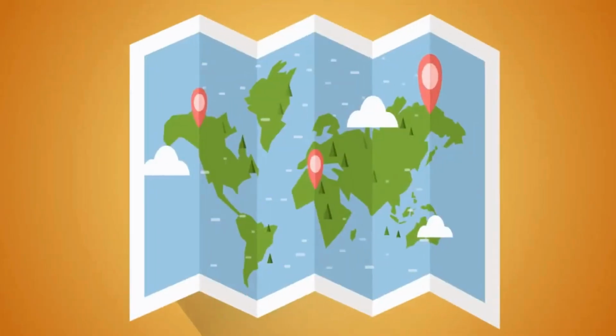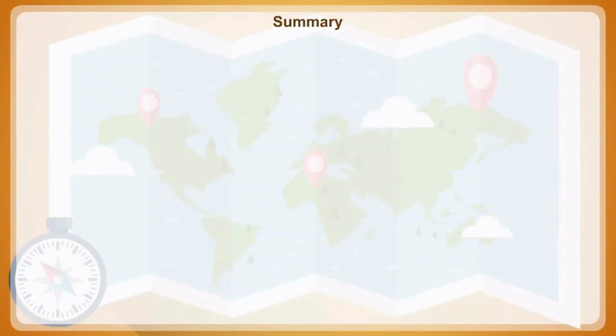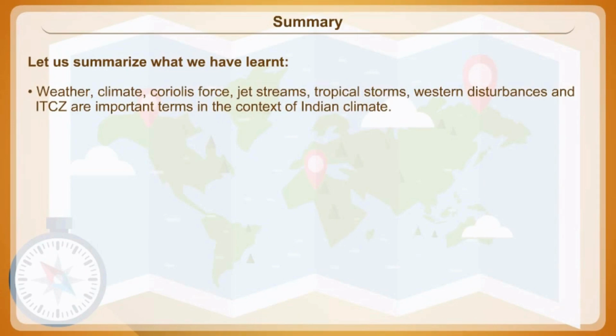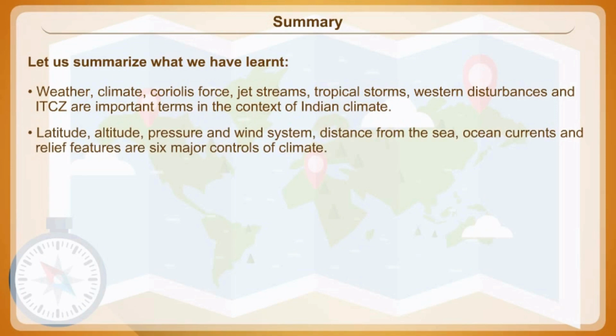Summary. Let us summarize what we have learned. Weather, climate, Coriolis force, jet streams, tropical storms, western disturbances, and ITCZ are important terms in the context of Indian climate. Latitude, altitude, pressure and wind system, distance from the sea, ocean currents and relief features are 6 major controls of climate.